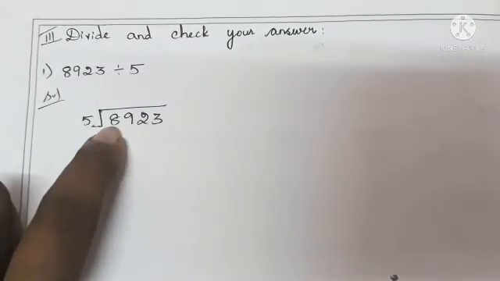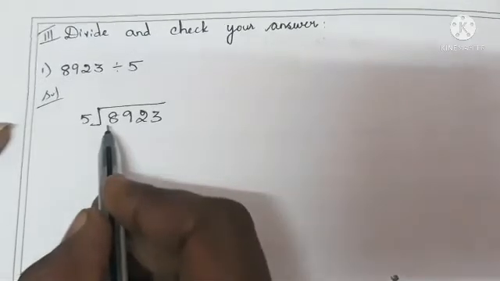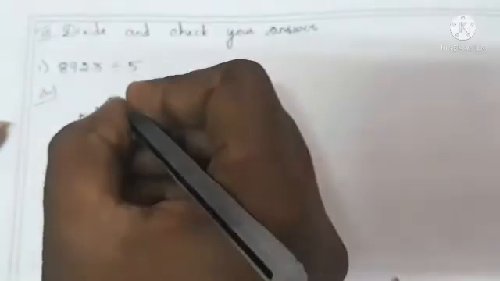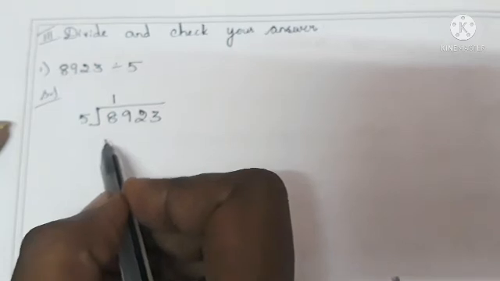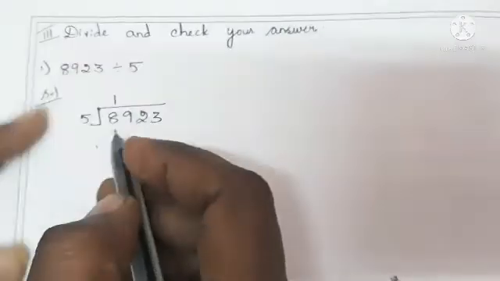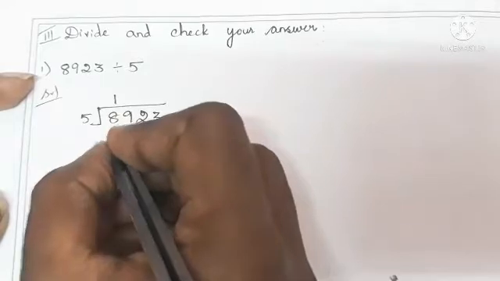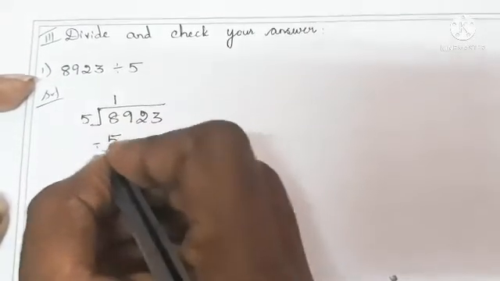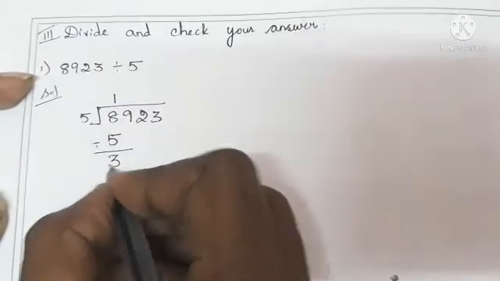In the 1000 place value, what do we have? 8. In 8, how many 5s are there? 1 5 is 5, isn't it? So we write 1 in the 1000 place value of the quotient. 1 5 is 5. Now we write the product down. 8 minus 5 is what? 8 minus 5 is 3.